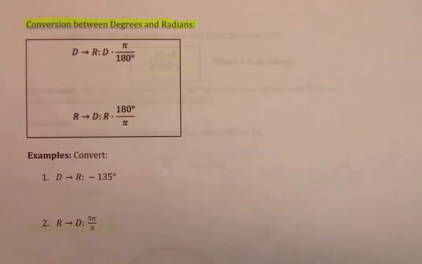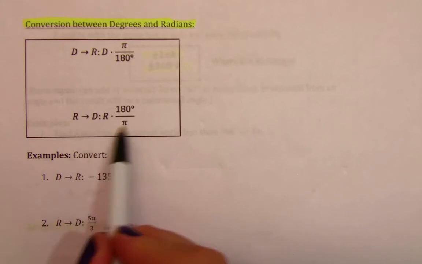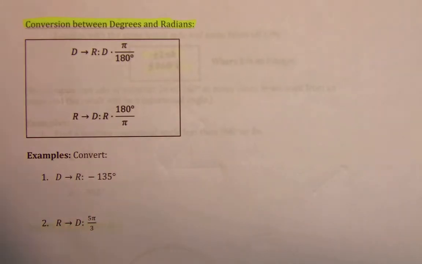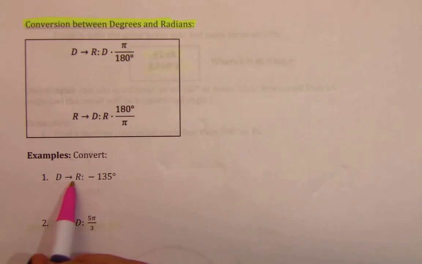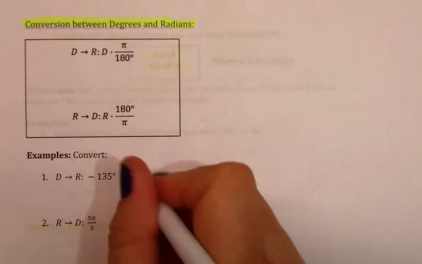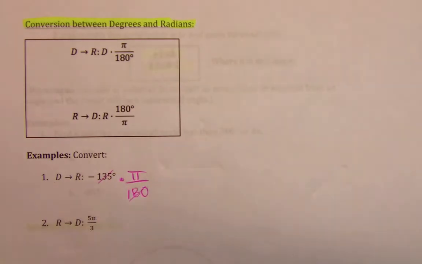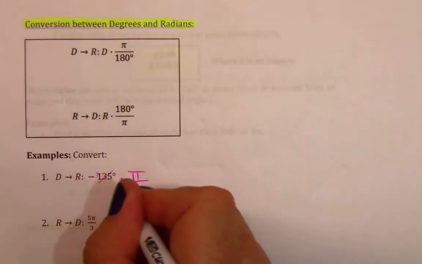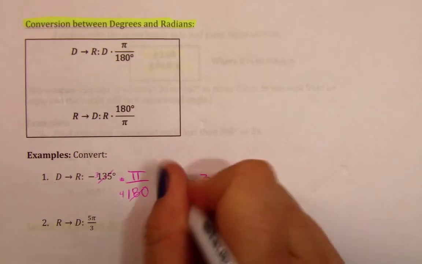Now we can also convert between degrees and radians. You should be familiar with both of those. And so if I'm going from degrees to radians, I'm going to use this formula. If I'm going from radians to degrees, I'm going to use this formula. And let's go ahead and do just a couple examples. So I have negative 135, so I have it in degrees, and I want to turn it into radians. So I'll multiply by pi over 180, and then I can reduce here, and this can become a 3 and this a 4, and we end up having negative 3 pi over 4.